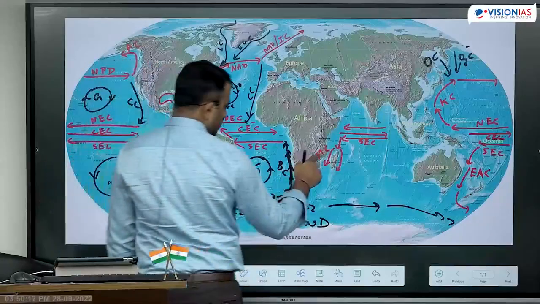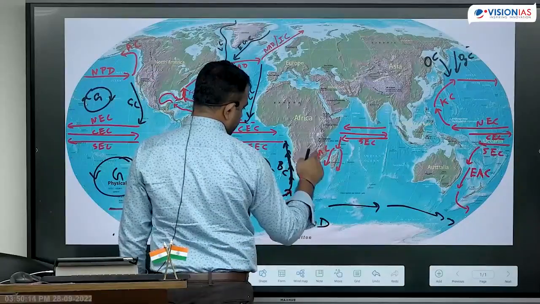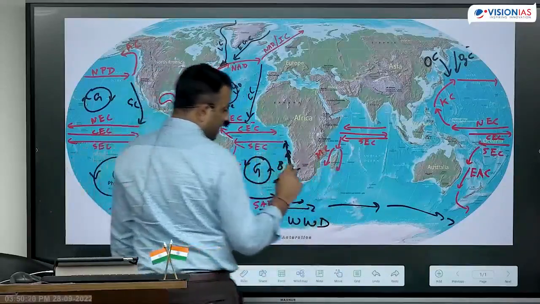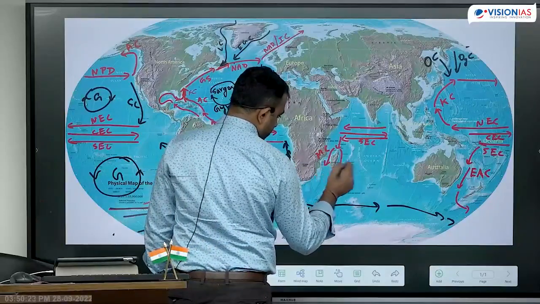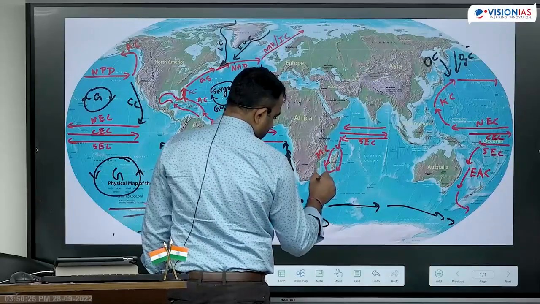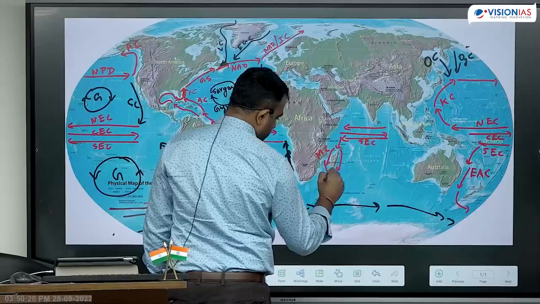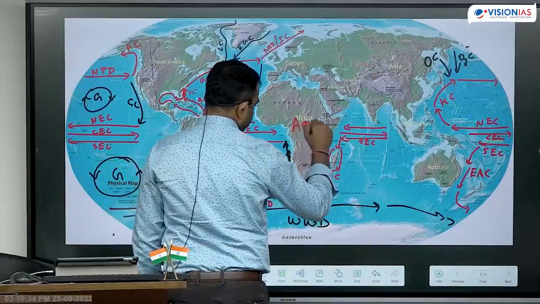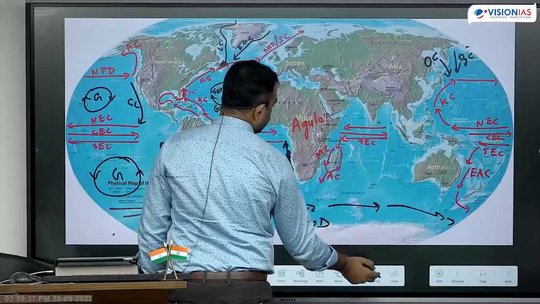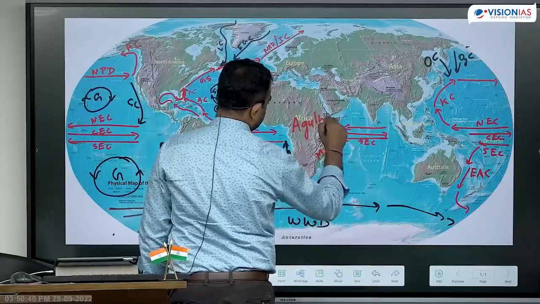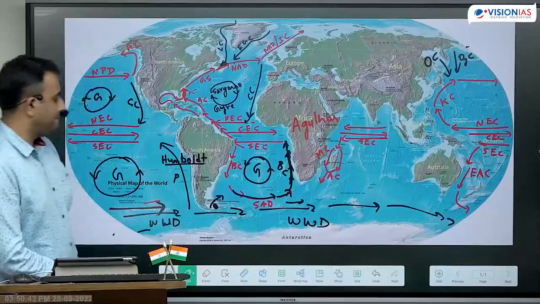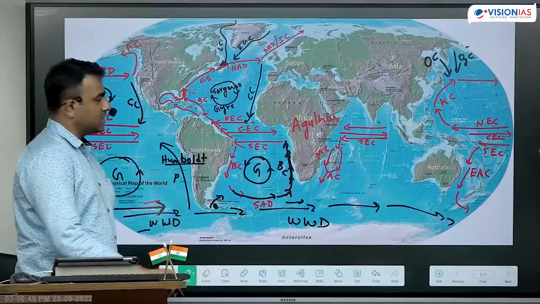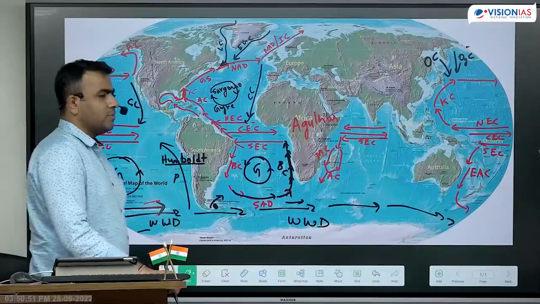The current which flows between Madagascar and Mozambique. Here it is the country of Mozambique. है ना, इस कोस्ट में मोजाम्बिक है, that is why it is called as Mozambique current. It is the combined water of Mozambique current and the current which flows towards the east. दोनों merge हो जाएगा and flows here, and this combined water is called as Agulhas current. Agulhas current. Okay, Mozambique. Here it is Mozambique.